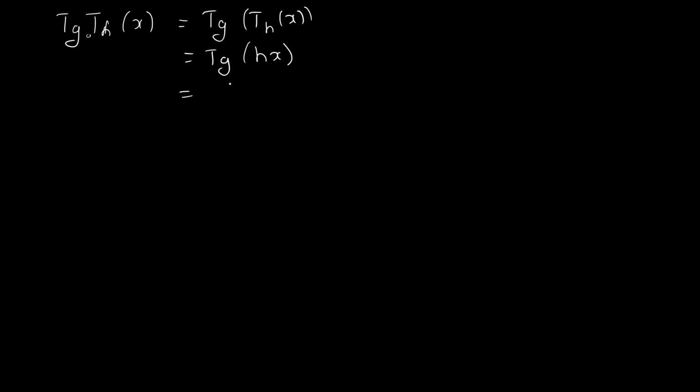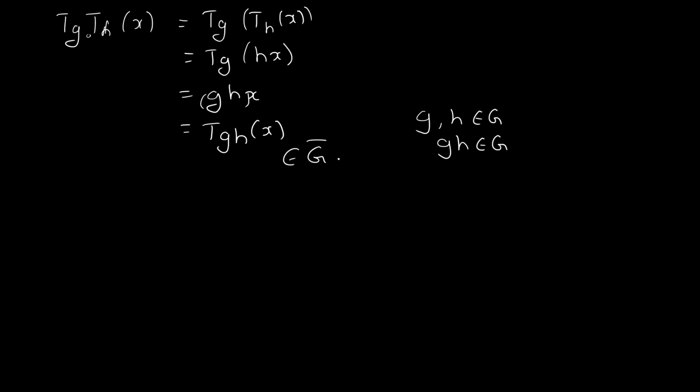Now I'll start with Tg Th of x, the composition of two functions Tg and Th. It will look like Tg of Th of x. Th of x is hx, and Tg of something is g into that something. So Tg of hx, I can just write as gh of x. Now g and h belong to G, therefore g into h also belongs to G. Therefore Tgh belongs to G bar. So that means G bar is closed under composition of functions.